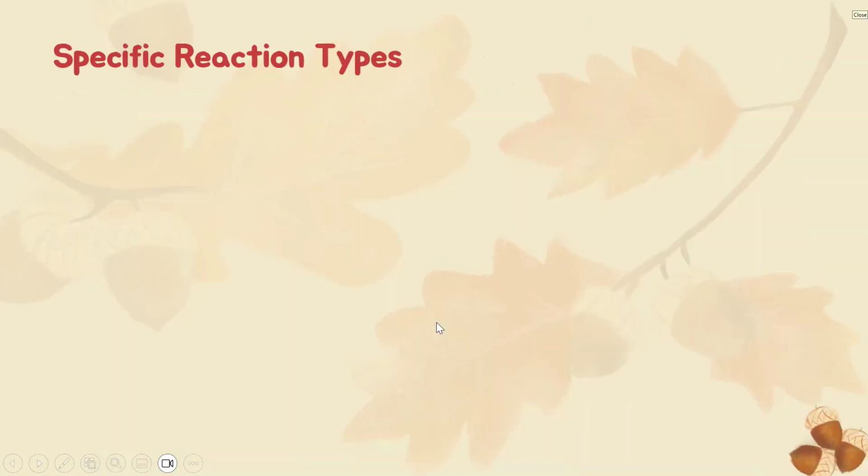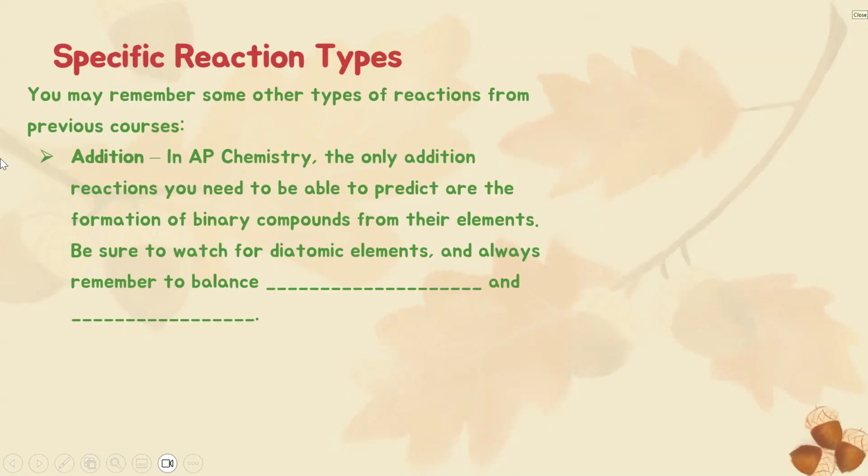So you might have heard of some other specific reaction types in previous classes or elsewhere online, and actually all the other specific reaction types that we talk about are applications of redox. So I just want to run through them because you might see them in this class, and I want to talk about what some kind of boundaries are for AP chemistry.